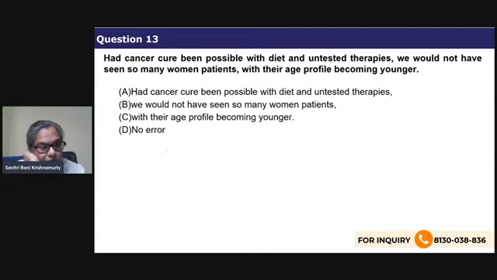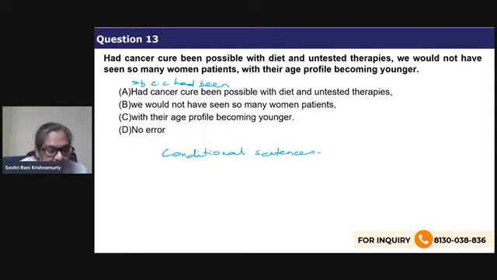So there are quite a few questions in every second year. They ask you questions on conditional sentences. Okay, this is an example of conditional. Had is if. If cancer cure had been possible, or had cancer cure been possible. There are three types of conditional sentences.